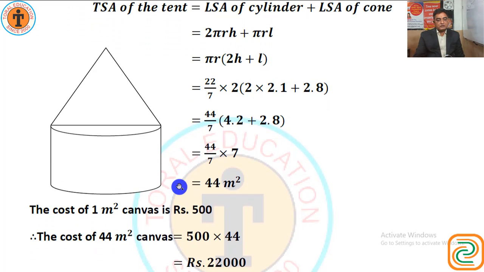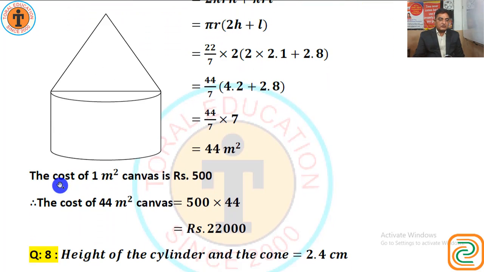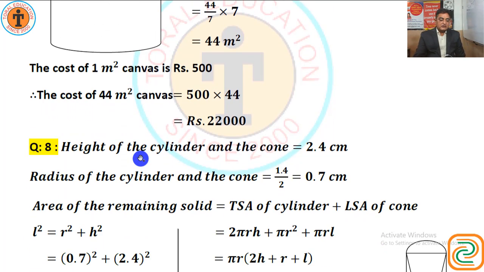But we want to find out the cost. Look, the cost of 1 meter square canvas is 500 rupees, it is given. The cost of 44 meter square canvas equals 500 into 44, which gives us 22,000 rupees. 22,000 is the cost of the total tent canvas.